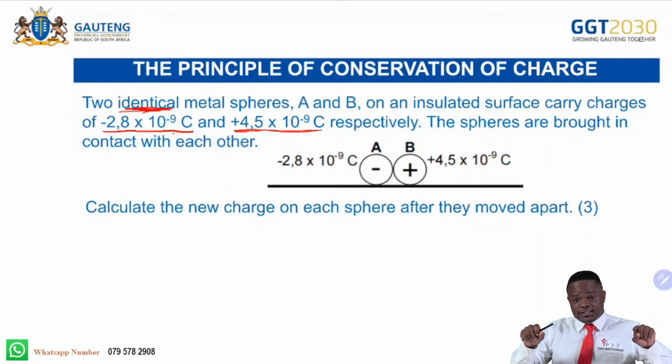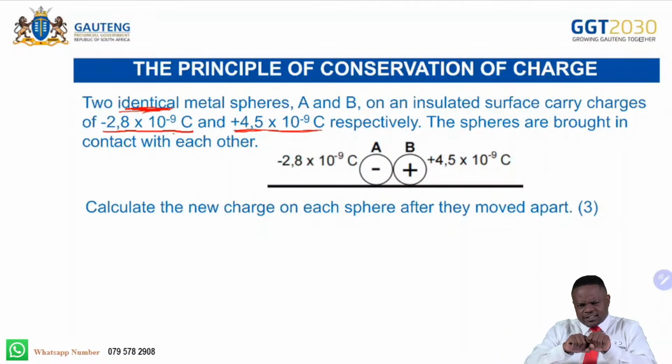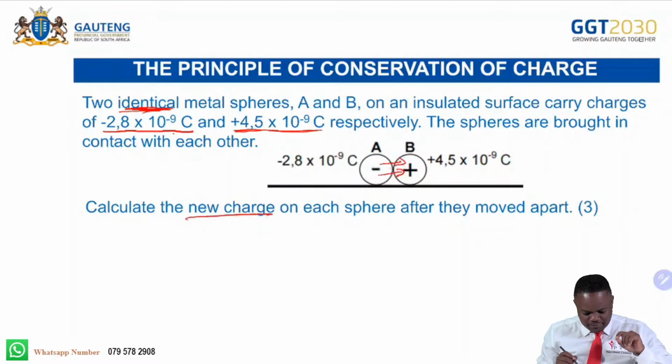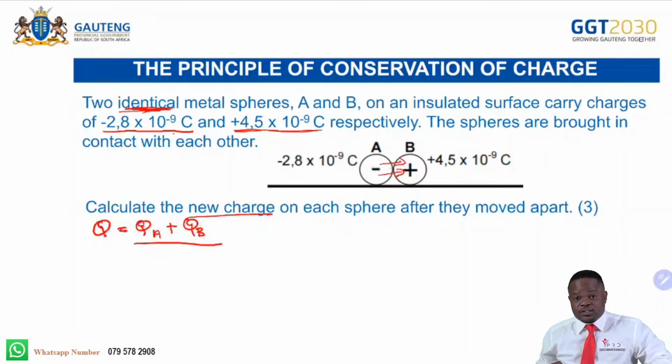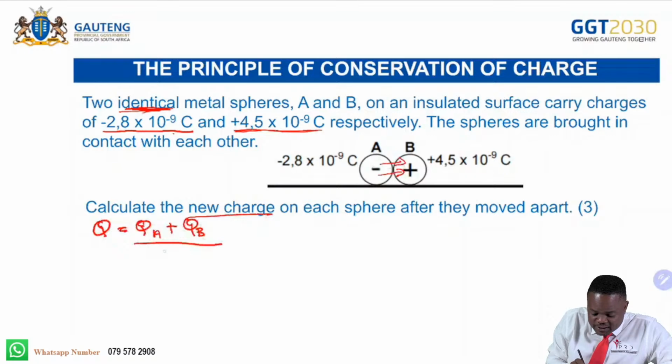So A is negative, B is positive, they touch each other. We know that electrons will flow from A to B because our A is negative. All right, and we're saying these are identical. It means they will share their net charge equally. That is why we divide by 2. So what will be the new charge? Our formula, remember, it's the formula first. Our new charge, which we say Q, will be equal to Q1, let's call it QA, the charge for A, plus our QB. I hope you're taking down this calculation. Right, divided by 2.